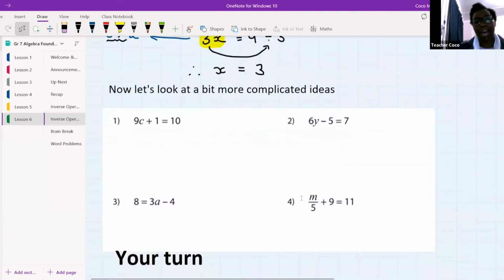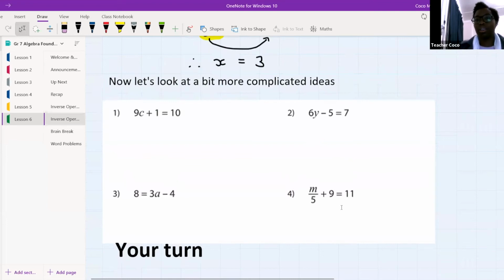Okay, Buche, your hand is up. I'm going to let you do number 1. Okay, let's do number 1 together.